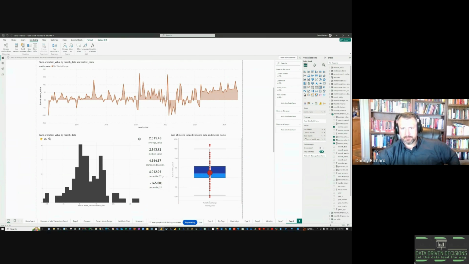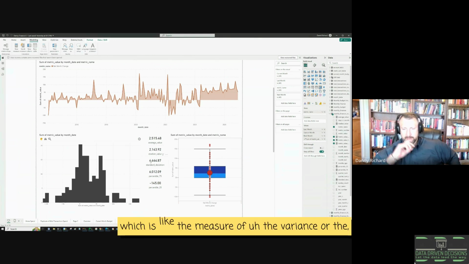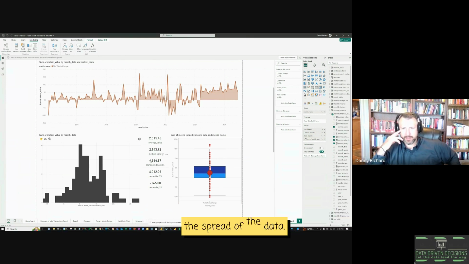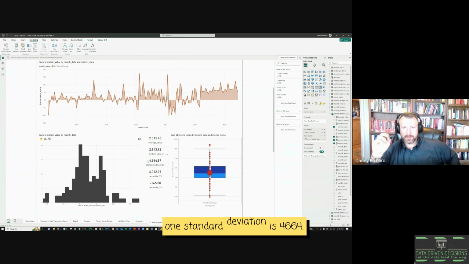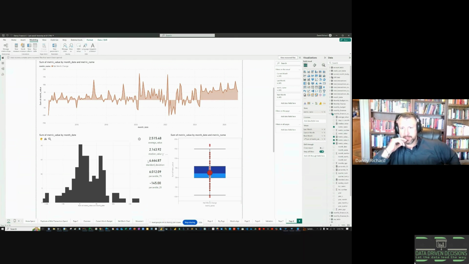That's awesome. The median value is 2,143. The standard deviation, which is like the measure of the variance or the spread of the data, it's tough to grasp. It's a kind of difficult equation, but one standard deviation is 4,664.